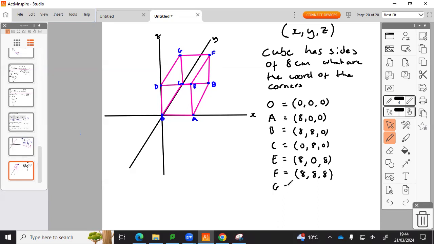G. I missed out D. X 0, Y 8, Z 8, and then D, which I've missed, is X 0, Y 0, Z 8.